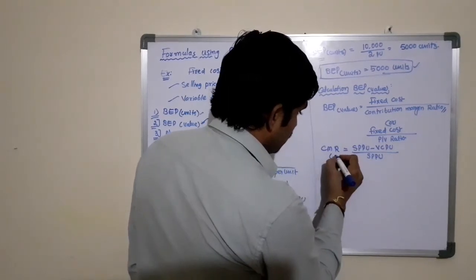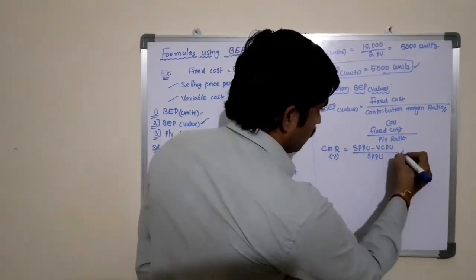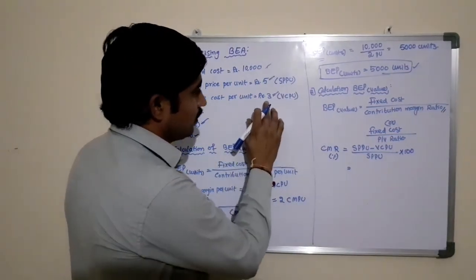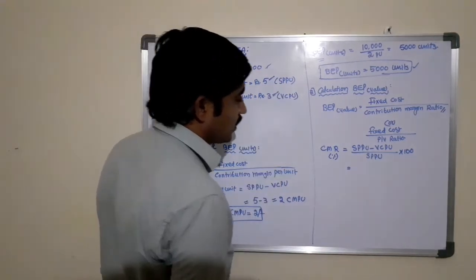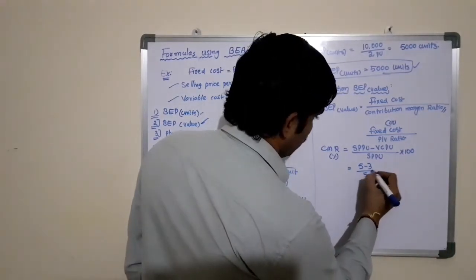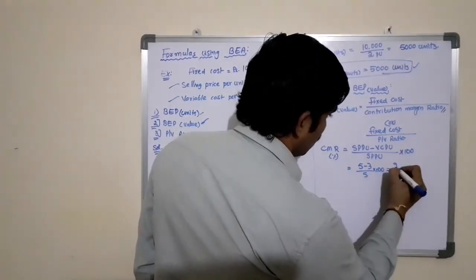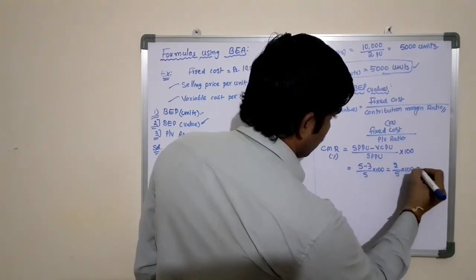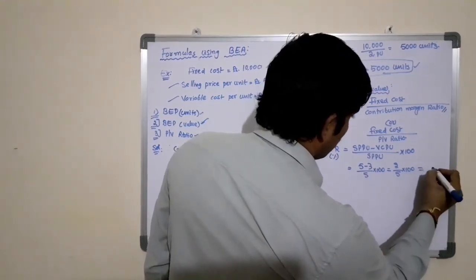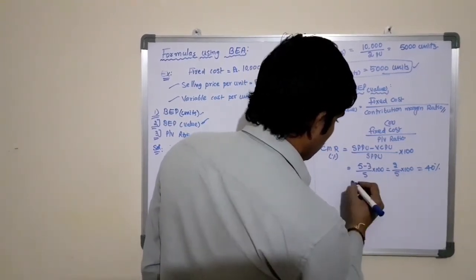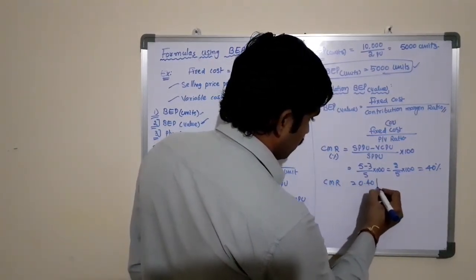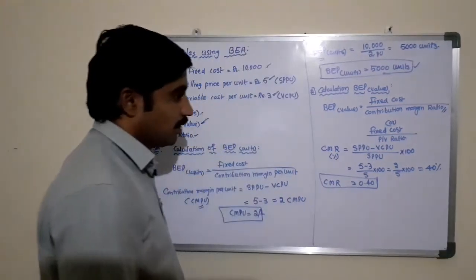Here, as we are measuring in ratio, into 100. What is the selling price per unit? 5 minus 3 by selling price per unit 5, that equals 5 minus 3 by 5 into 100, that equals 2 by 5 into 100, that equals 200 by 5, which is 40%, or 0.40. That is our contribution margin ratio.